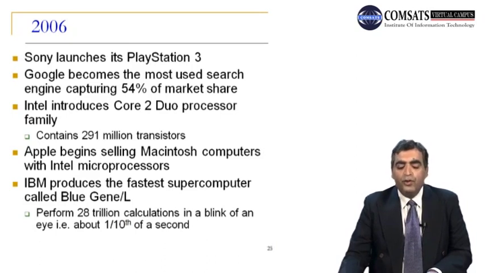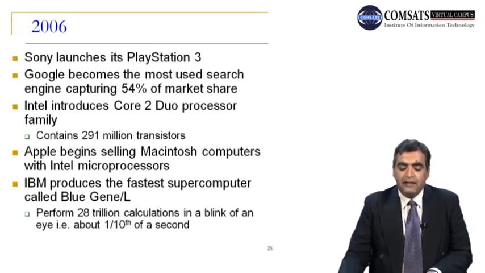Intel introduces the Core 2 Duo processor family. It means on one core, there will be two different processors. And Core 2 Duo processor contains 291 million transistors on a single chip. So the heat was so much, so you need to add fans with the processor to dissipate the heat generated by the processor during calculation and its operations.